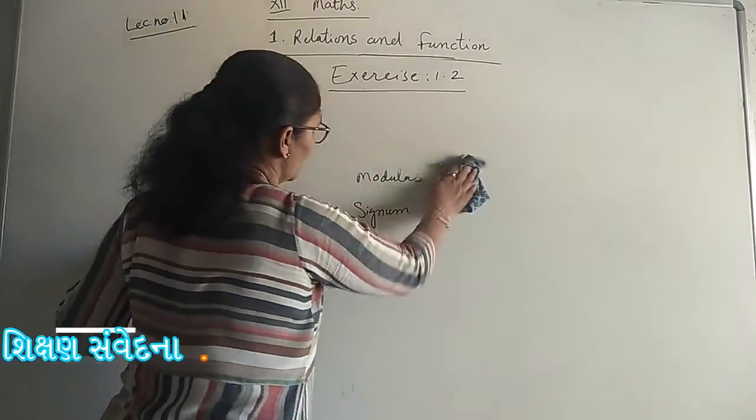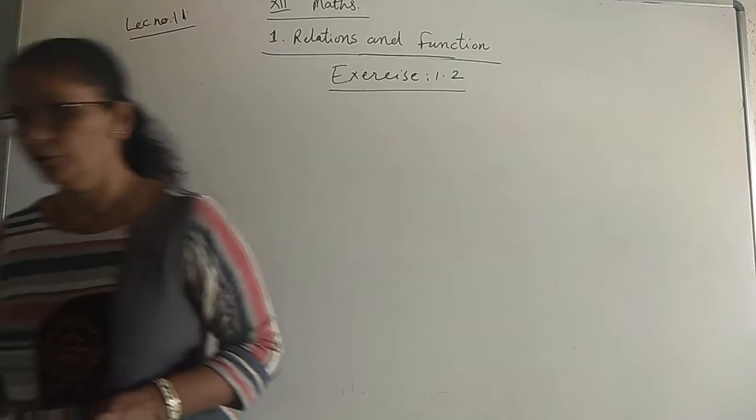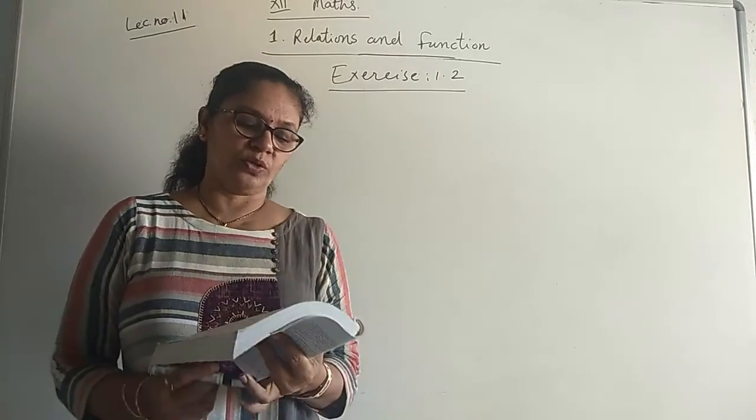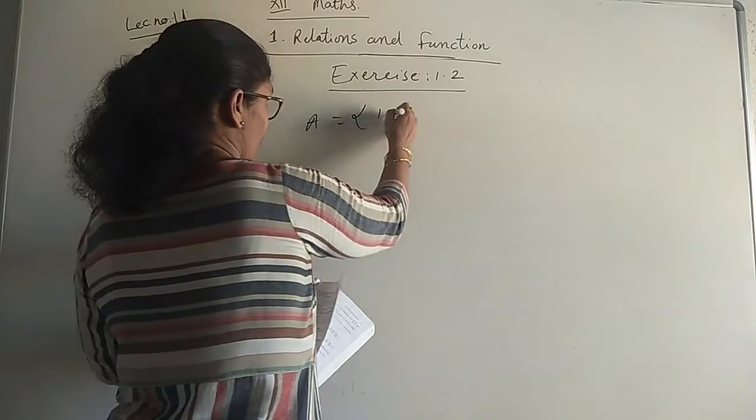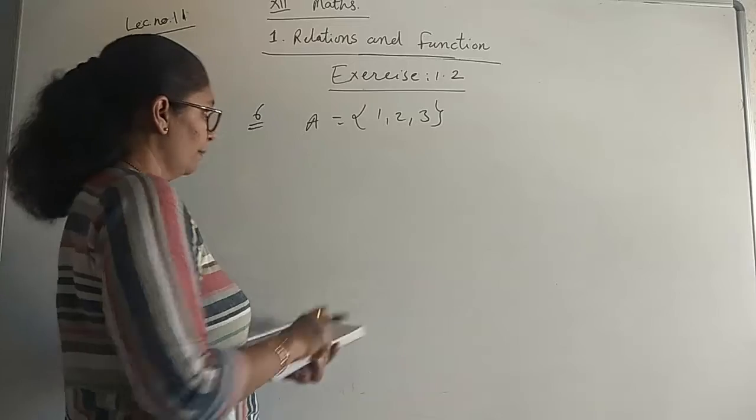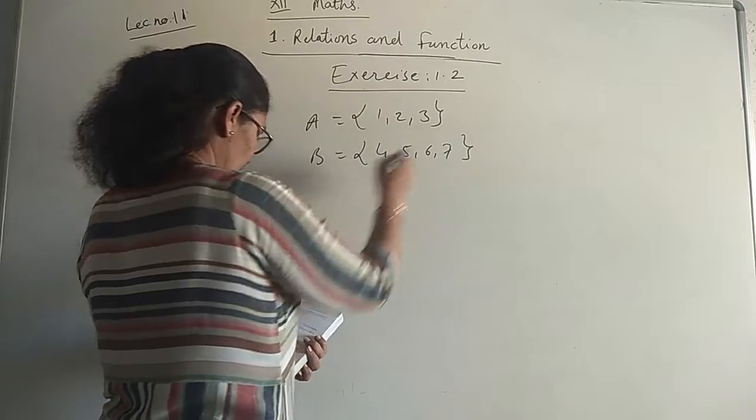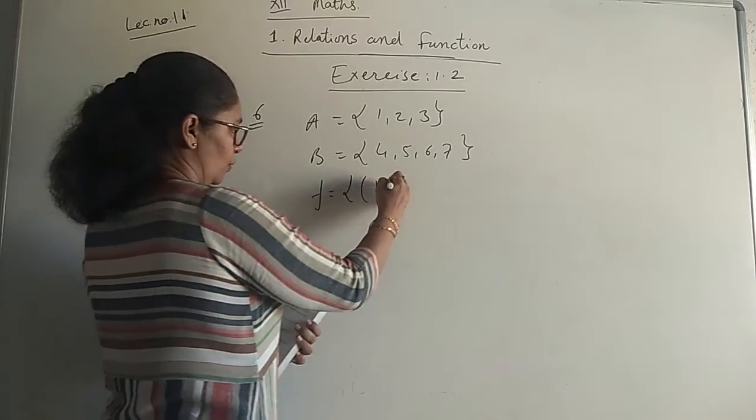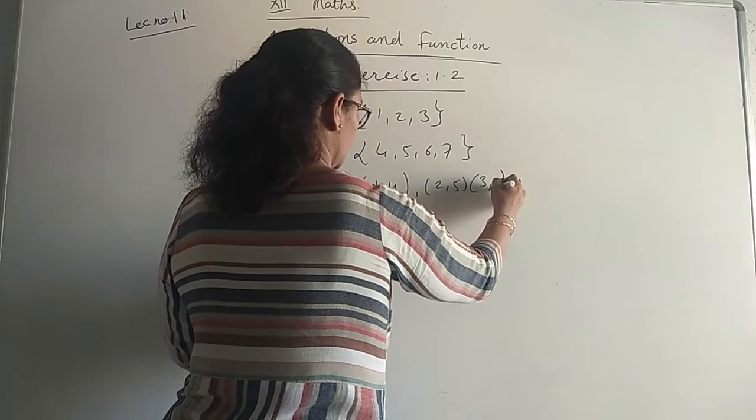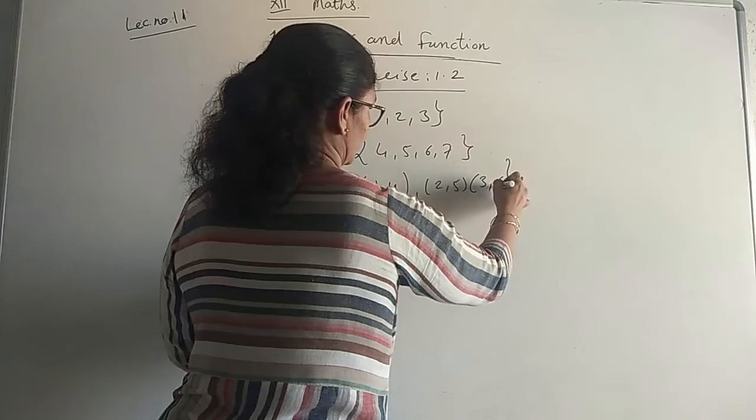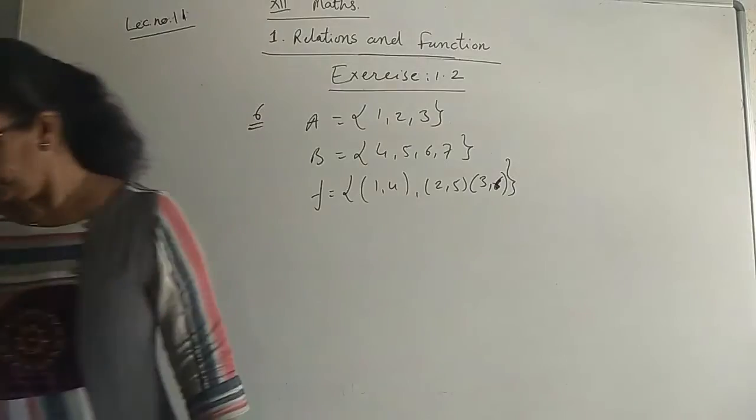So those were our 3 questions in which we had to prove that the function is neither 1-1 nor onto. Now come to the 6th question. In the 6th question, what is given? A is mentioned as {1, 2, 3}. Then B is given as {4, 5, 6, 7}. Now the relation is mentioned as {(1,4), (2,5), (3,6)}. Be a function from A to B, so that it is 1-1.